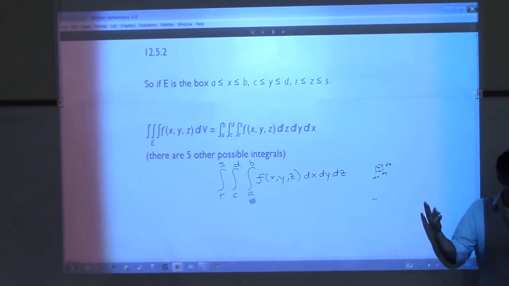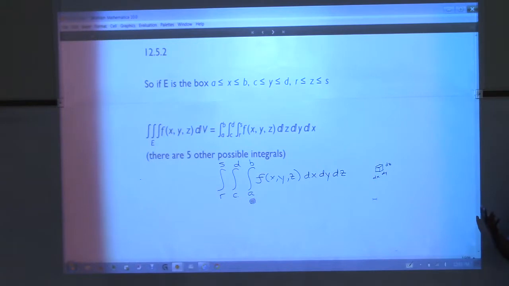Can you imagine with 4 variables, right? What would you have? What would it be? If you had 4 variables, how many different possible quadruple integrals could you have? 8? Would it be 8? 24? What do you think it is? 4 times 3 times 2. You think it's 4 times 3 times 2, so like 4 factorial? Yeah, it's factorial, unfortunately.